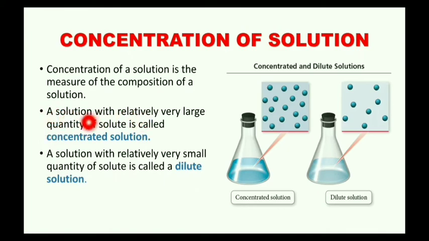So concentrated solutions are those solutions which have very large quantity of solute. So they are called as concentrated solutions. And dilute solutions are those solutions which contain very less or small quantity of solute. So here you can see the difference between the two diagrams. The concentrated solution is much more darker in color compared to the dilute solutions because large quantity of solute has been added. So this is called as a concentrated solution.